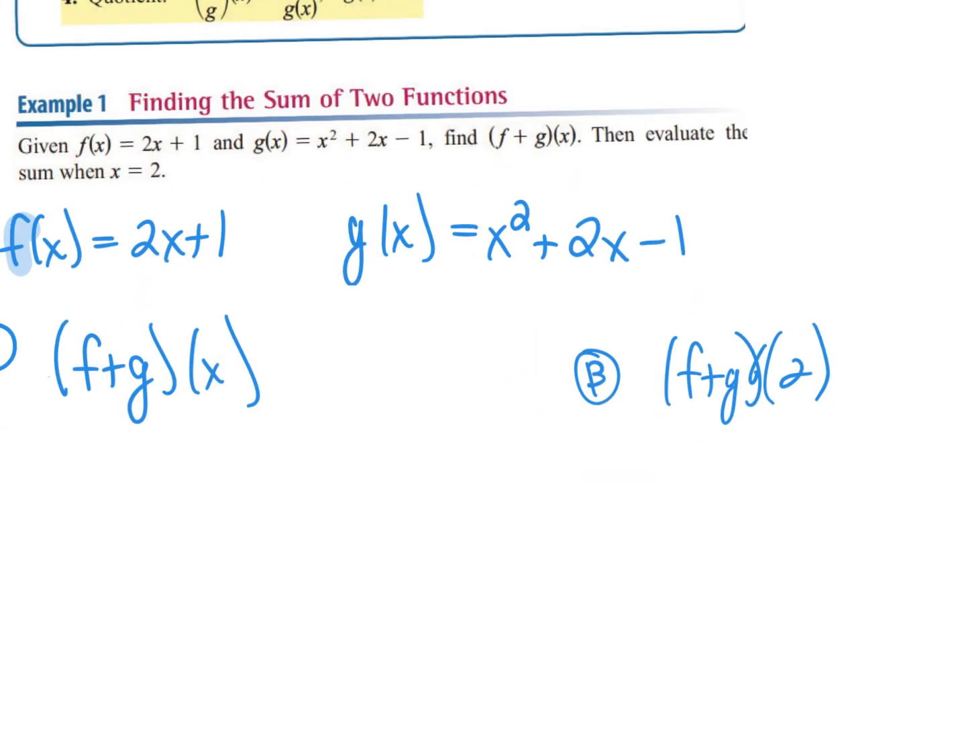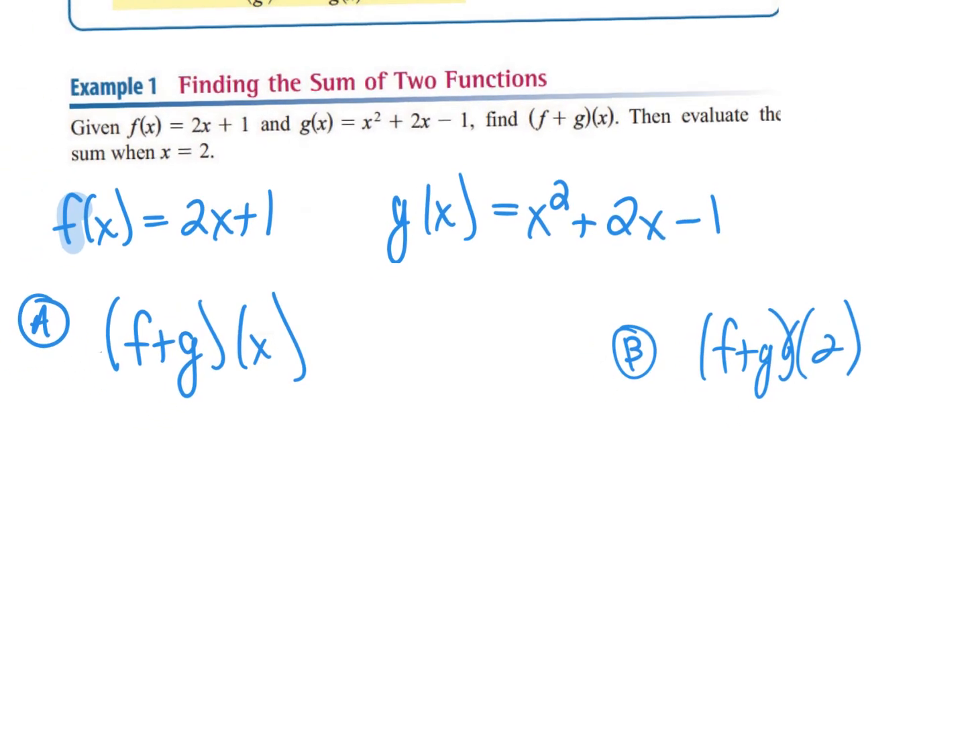Okay, do you guys see a and b? These are 2 different questions. What do you notice is different about a and b? Say it again. B is asking you to plug in 2, and A is saying leave your answer in terms of x. It's not telling you to plug in an x.